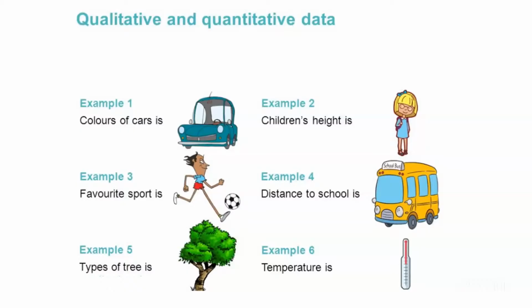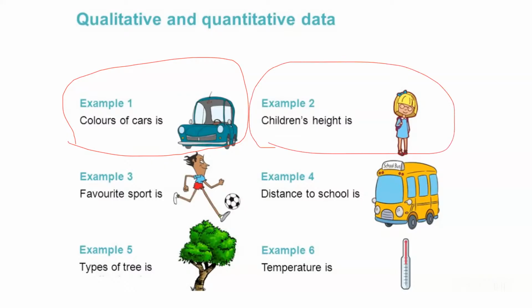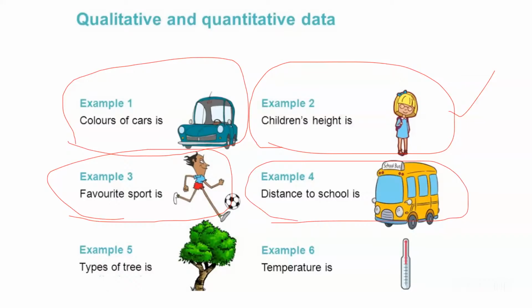I need your help to identify the type of data for the column colors of car. Qualitative, and I need the subtype also. Nominal, yes, it's nominal. What about example two? Measurable, so it would be continuous. Correct, it's continuous. And what about favorite sport? Nominal. Right, it's nominal: football, cricket, baseball. We have different categories, so that will be part of nominal. And distance to school? Continuous.